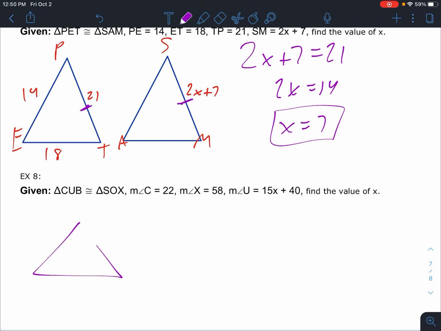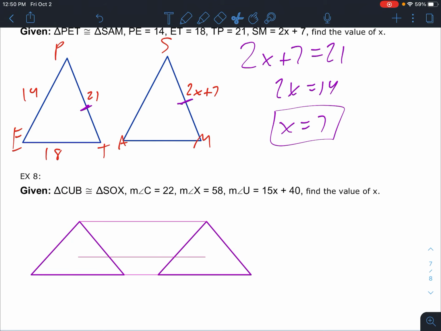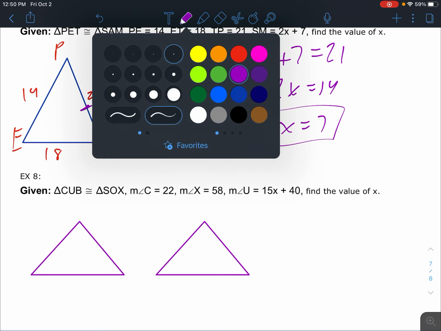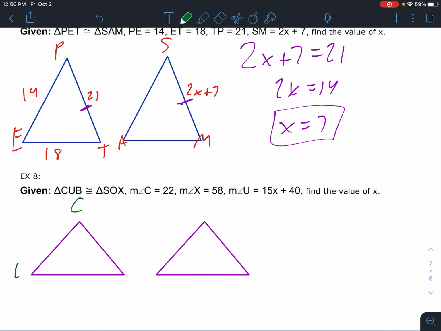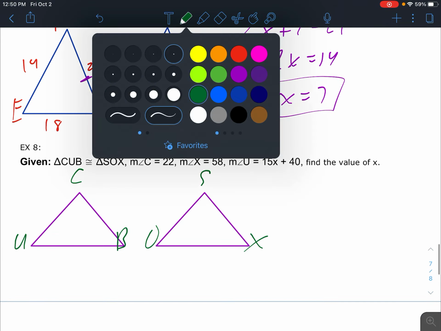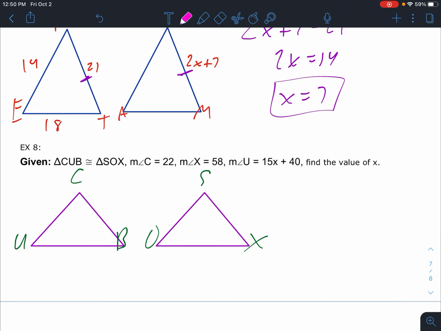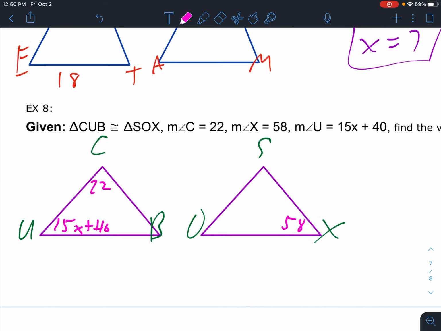Same thing for the last one. Let's draw two triangles that are exactly the same because they tell us they're congruent. And let's label one CUB and the other one SOX. And label everything that we know. So we know angle C is 22, angle X is 58, and angle U is 15x plus 40. It says find the value of x.